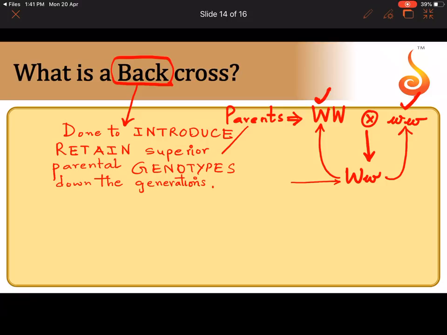Please remember, what is this plant? This is the F1 plant. The F1 offspring, the F1 progeny. Since you keep going back to the parent, you want to retain what characters? You want to make sure that some of the superior parental genes are passed on. You want to keep accumulating the parental genes. You don't want to let go of the parental characters. So to retain the superior genotypes down the further generations, you keep conducting back cross.